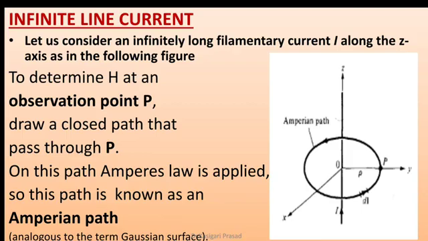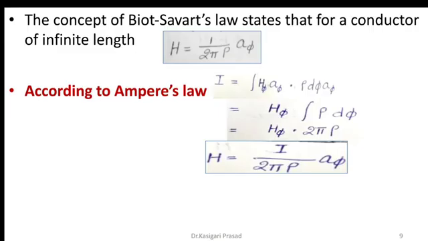At a particular point on that Amperian path, point P, we are going to find the magnetic field H produced. Therefore we have taken a differential length dl here, and the distance from the origin O to point P is rho, as shown in the diagram. With reference to this diagram, to determine H at the observation point P, draw a closed path that passes through point P. On this path, Ampere's law is applied, so this path is also known as the Amperian path. This is similar to our Gauss's law.